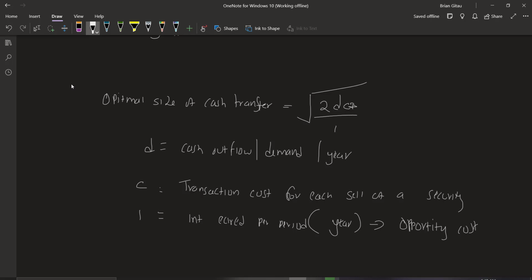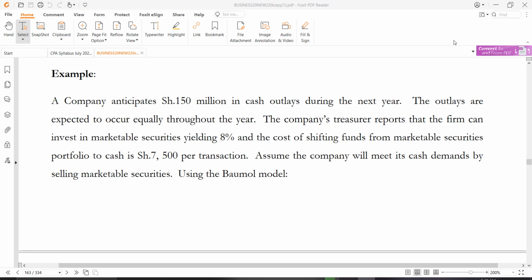Let us look at an example. We are told that a company anticipates 150 million in cash outlays during the next year. The cash outlays are expected to occur evenly throughout the year, and the company treasurer reports that the firm can invest in marketable securities yielding 8%, and the cost of shifting funds from the marketable securities portfolio to cash is 7,500 shillings per transaction. Assume the company will meet its cash demands by selling marketable securities.